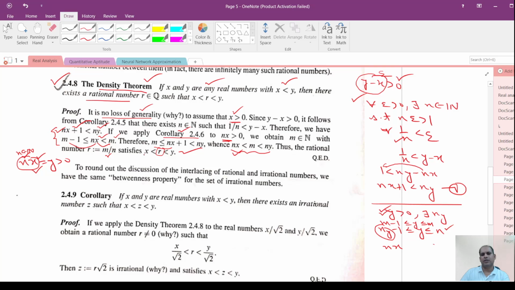So, using the repeated argument between x and y, we can show that there exist infinite rational numbers between any two real numbers. So this is the idea of the proof which we have done using the Archimedean property of real numbers and this corollary.